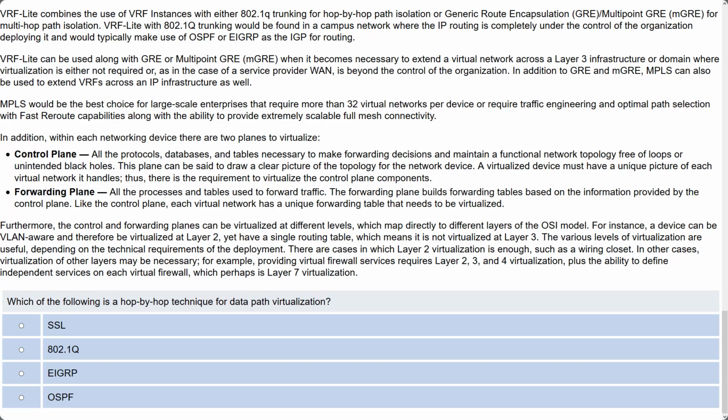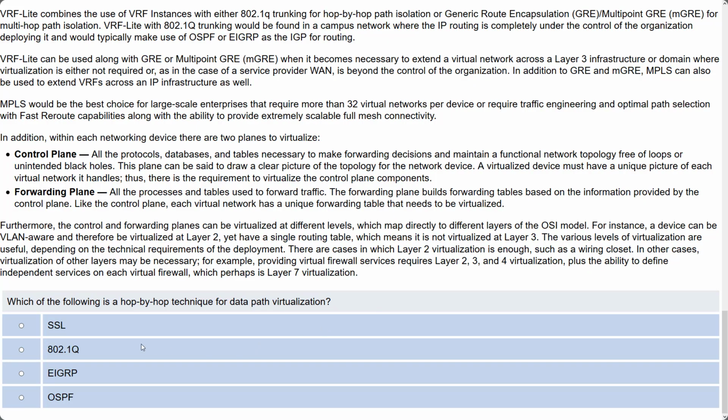Voice over IP is not as forgiving as, say, some of our data applications. Is there an overlay design that's part of this overall network virtualization environment, right? And then, of course, we always have to take into account security considerations. QoS would be another thing to consider, and so on. All right. So which of the following is a hop-by-hop technique for data path virtualization?